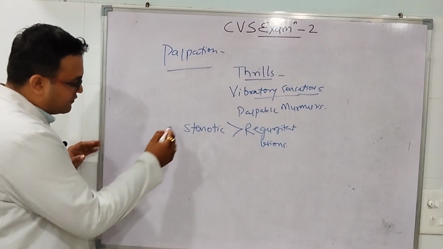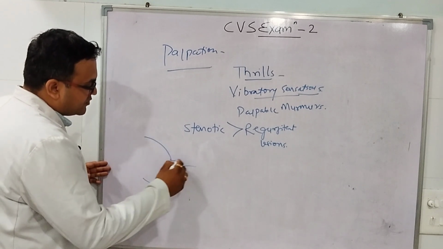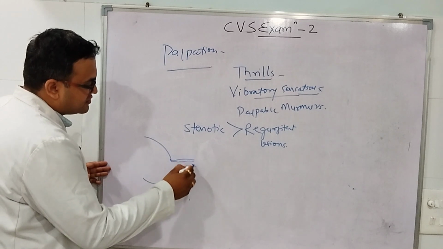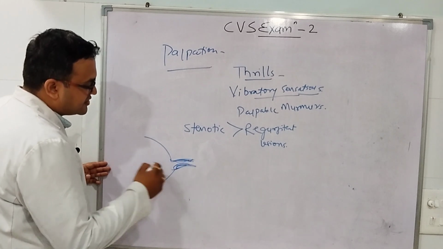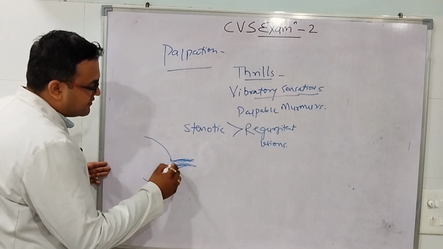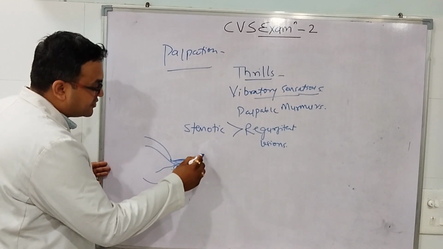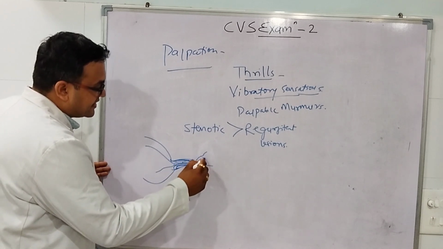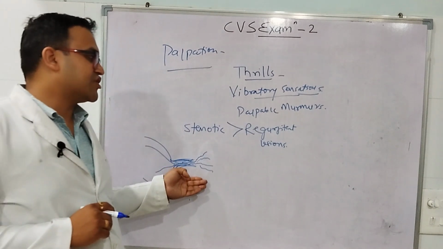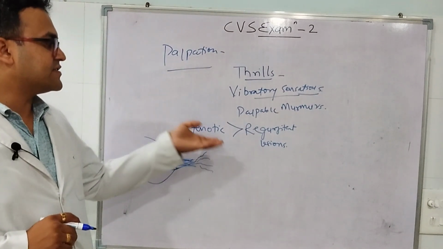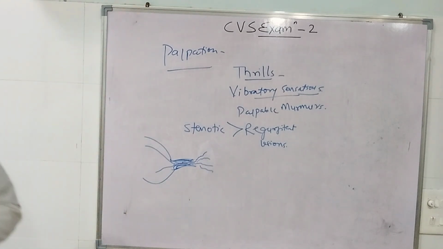Why are they produced? Suppose there is a stenosis of this valve. Because of this stenosis, the resistance increases, and when the blood passes through it, eddy currents are produced. These eddy currents give rise to these vibratory sensations, and that is like a palpable murmur.